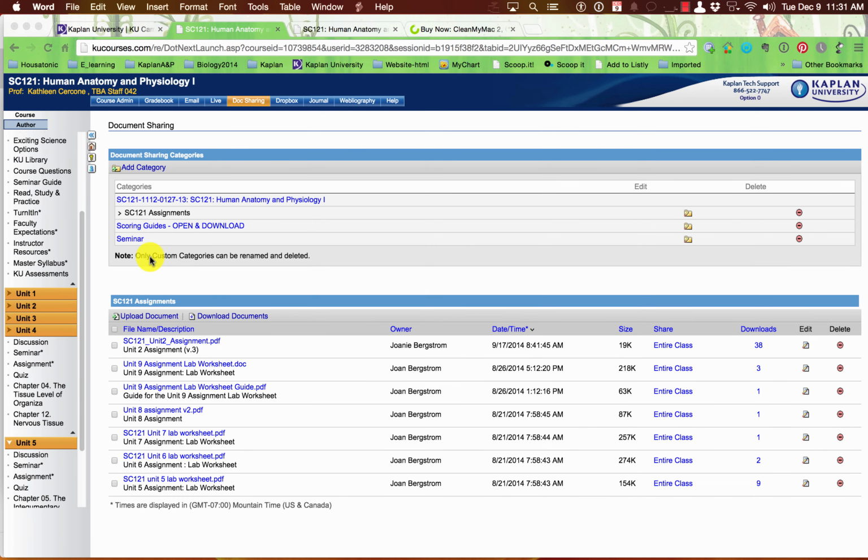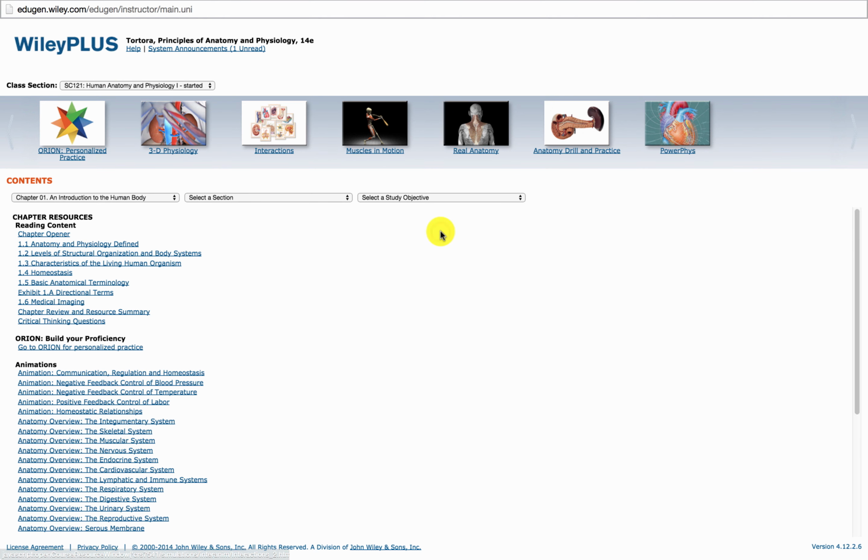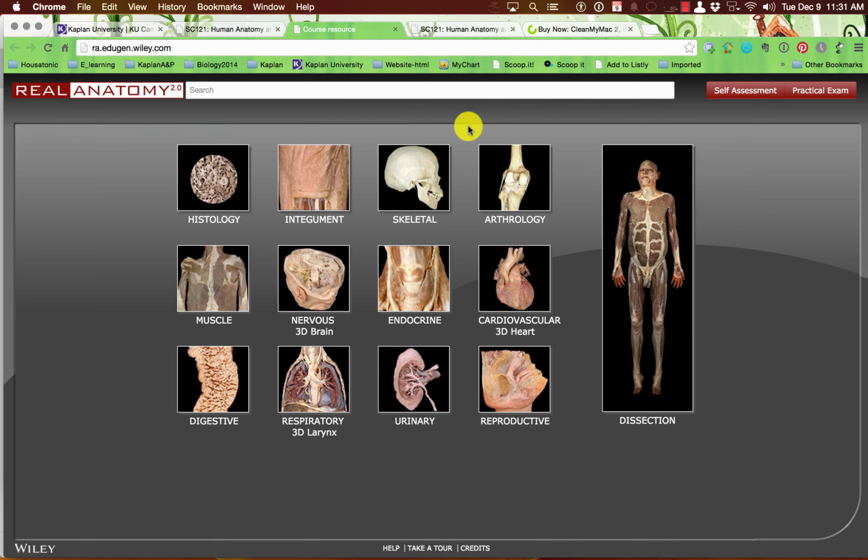Close up a few things here. Okay, now we're going to go to Read, Study, Practice. That's that link that you've used for the labs. Okay, now you're going to go to Real Anatomy. Now this is where many students have a hard time, and I'm going to show you in the skeletal section what to do. They all work the same way. You have to do integument in the first one.